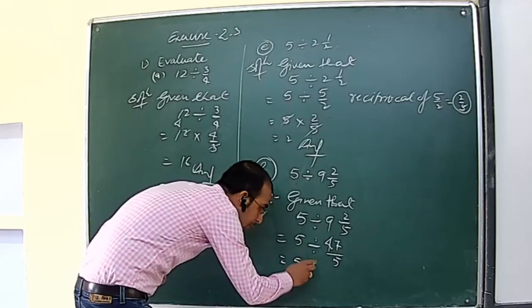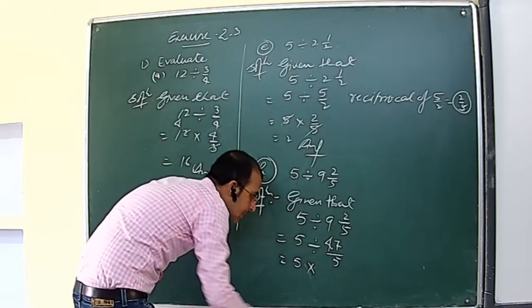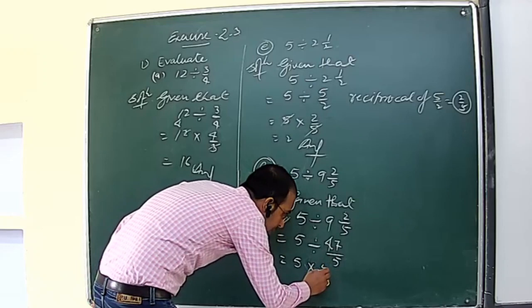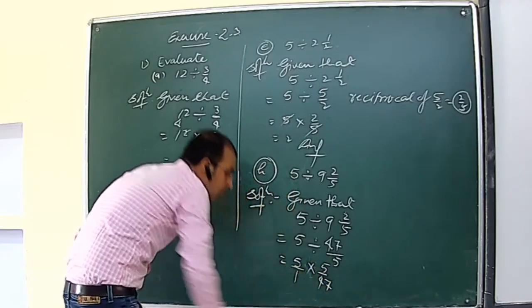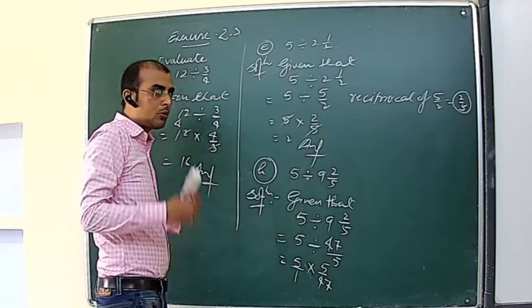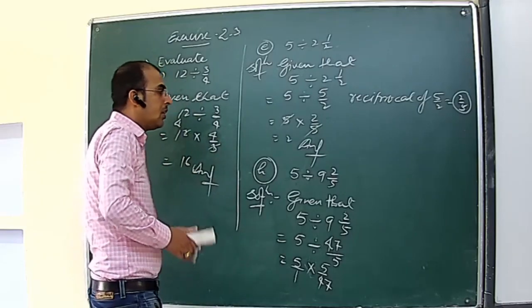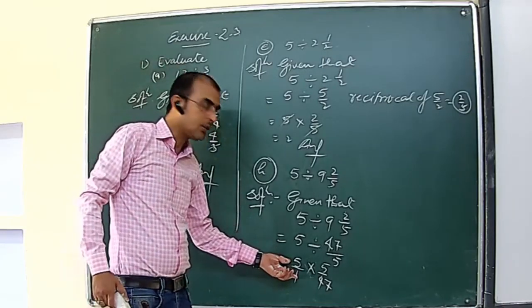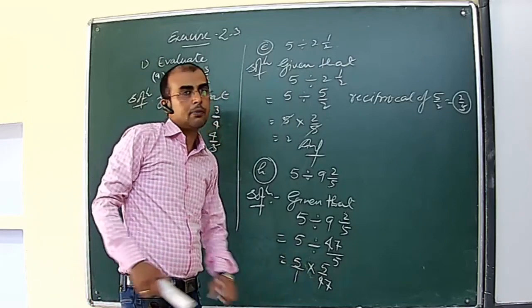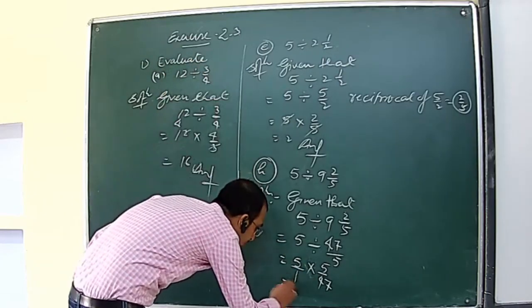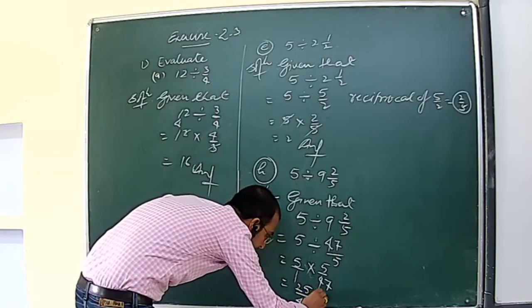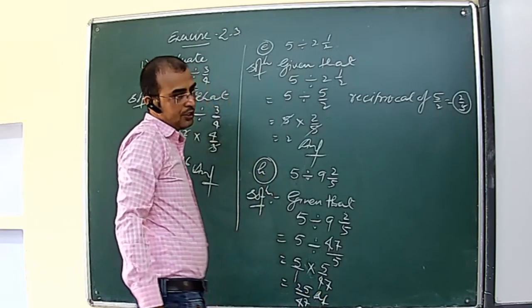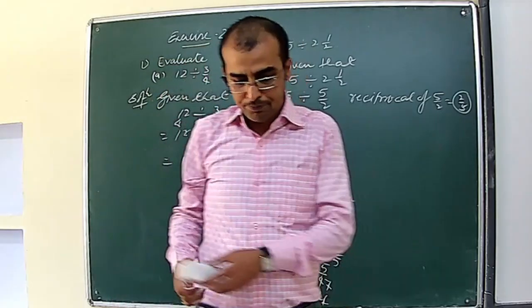So the division will be written in the form of multiplication. 5 by 47, and again you multiply the two fractions, but here it is not a fraction, here it is the whole number. So simply you will multiply in the numerator, then its value is equal to 5 times 5, 25 divided by 47. This is the required answer. Is it clear? This is question number 1.